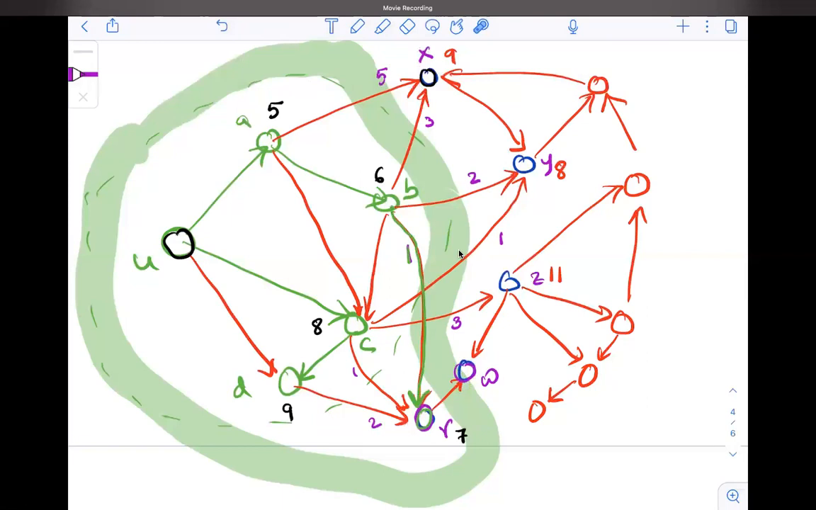Shiva, is it clear? Yes, sir. Luna, you are saying something? Yes, sir. I understood. You understand, right?